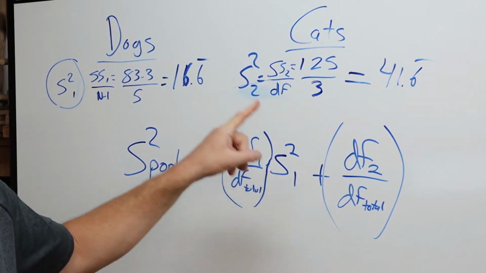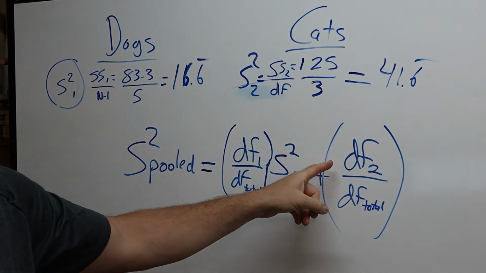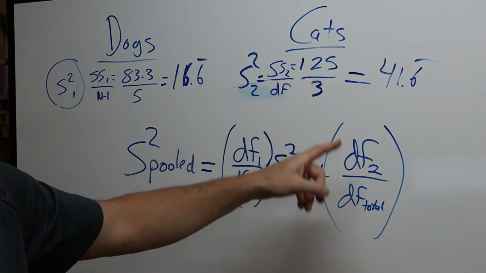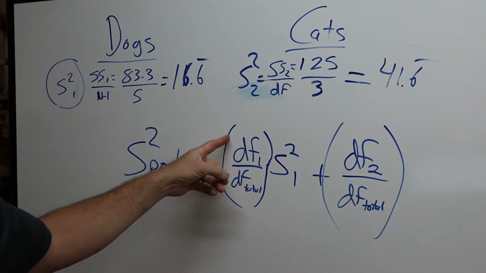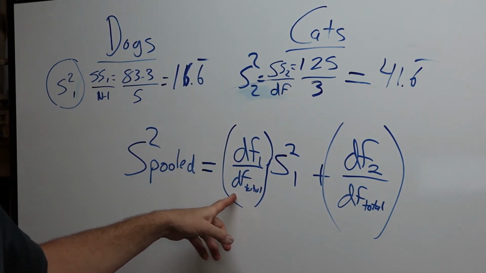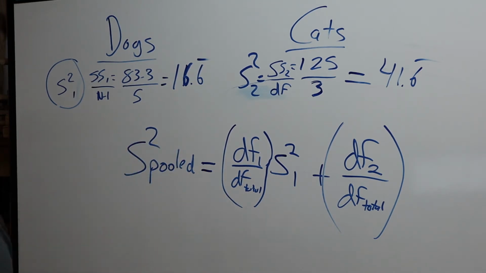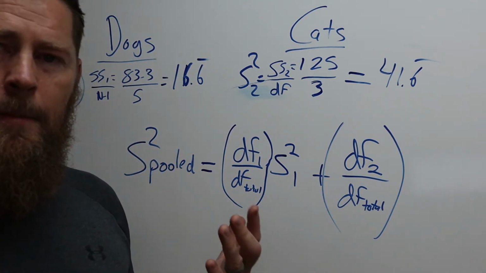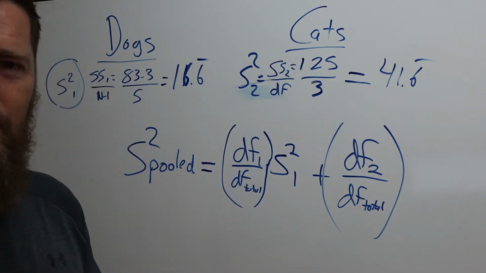So now we're going to need to take this and that and input the degrees of freedom for group 2, which was 3, the degrees of freedom total, which is 8, the degrees of freedom for group 1, which is 5, degrees of freedom total, which is 8. Once we do that, we'll get S2 pooled and we can move on to finding out whether or not dog people and cat people depression level is different.